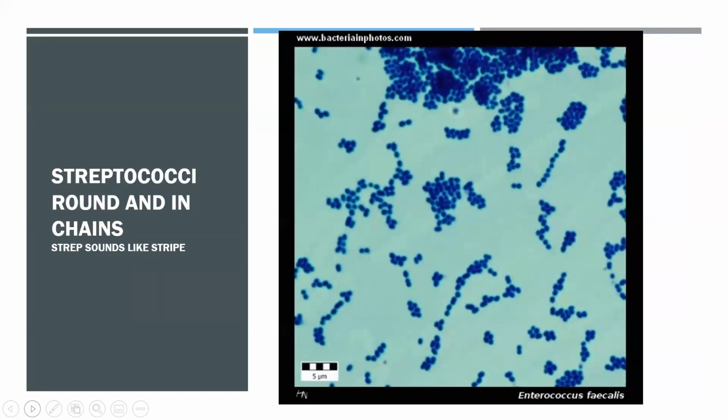So here are some slides that show you what they look like. Now, these are all with the oil immersion lens on a light microscope. So it is most likely 1000x total magnification. So this is an example of streptococci. And you can remember streptococci because strep sounds kind of like stripe. And here we have a stripe of round bacteria.